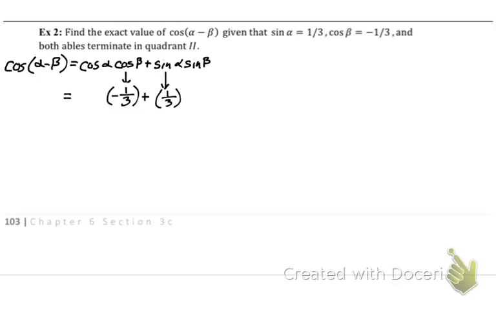I do not know my cosine alpha. I do not know my sine beta. So those are mysteries. That tells you you need to find those two. Does it tell you to give up? It tells you not to give up. It tells you to continue.